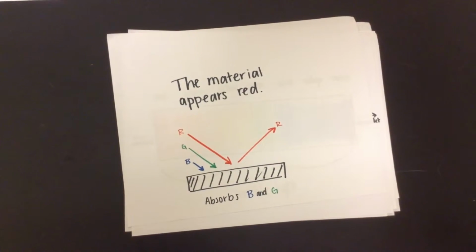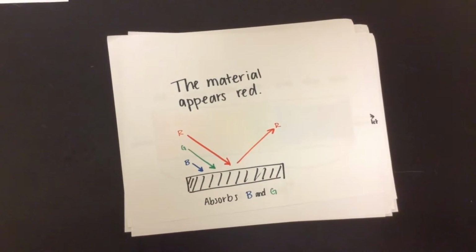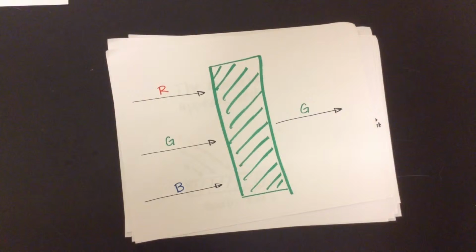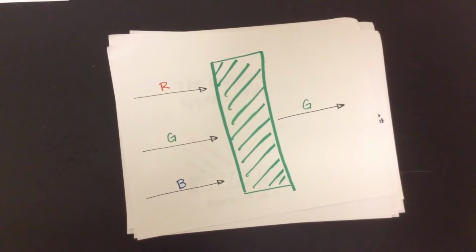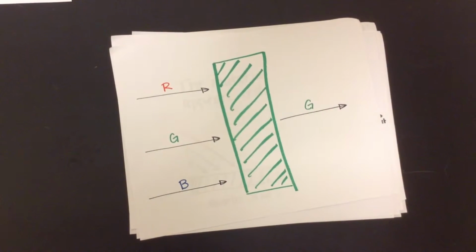When all colors are reflected, the object appears white. When all colors are absorbed, it appears black. Transparent materials allow one or more colors of light to be transmitted through them. Their appearance depends on the colors of light that are transmitted.